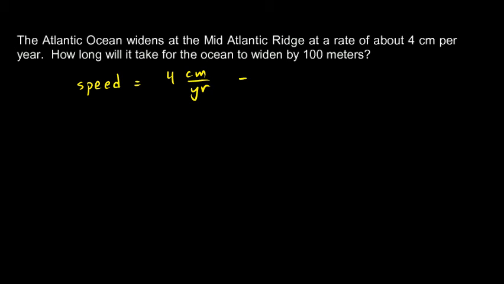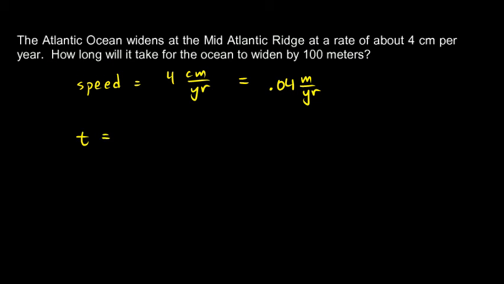And I'm going to rewrite that. 4 centimeters is 0.04 meters, because there's 100 centimeters in a meter. So the speed is 0.04 meters per year. That's the speed. And we're told, how long will it take for the ocean to widen by 100 meters? Well, I want to know the distance. I want to know the time. How long will it take?